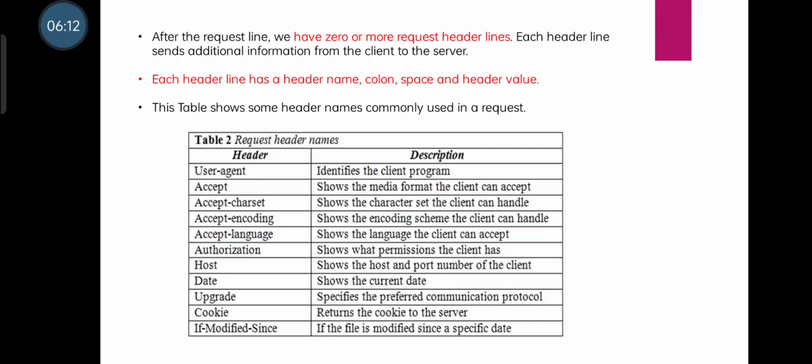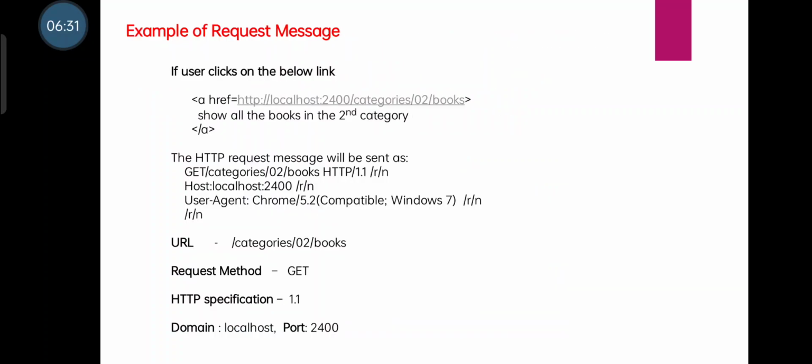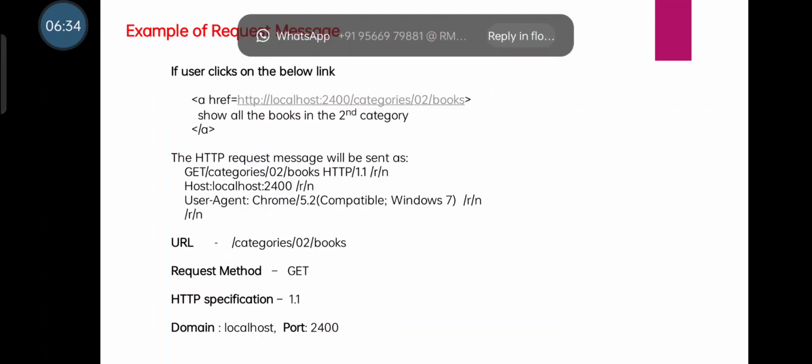And then the header has something like user agent, which defines the client program, accept, what kind of encoding we are using, what kind of language is being used, authorization, host, date, upgrade, cookie, and if-modified-since. And this is the request message. In this way it will come.